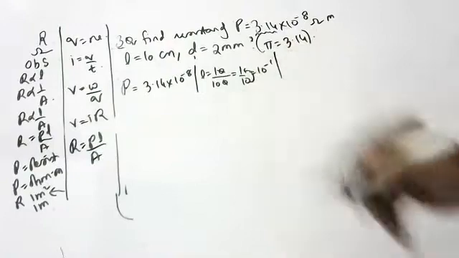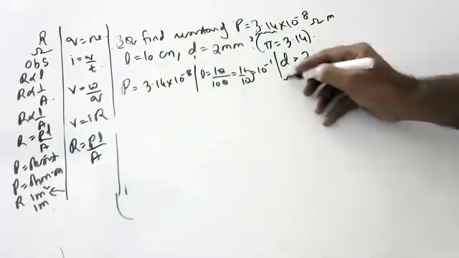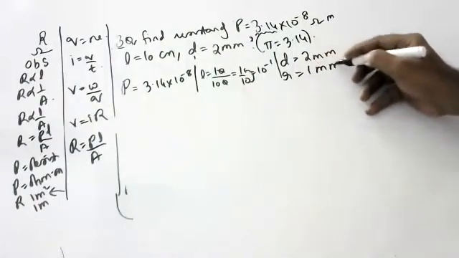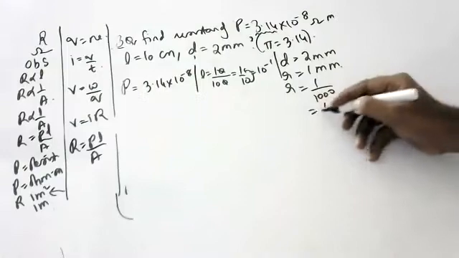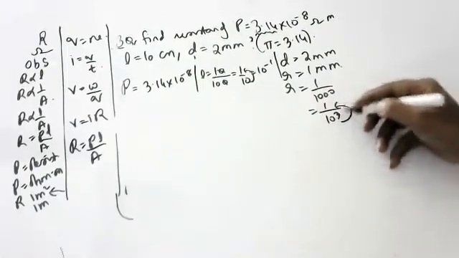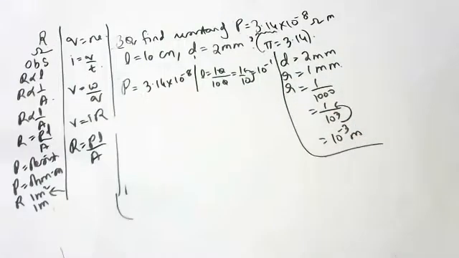Then comes up 10 to the power minus 1. Diameter is 2 mm. What is radius? 1 mm. So 1 by 1000, 10 to the power of minus 3. Now you do, children. Now you do and tell me the answer. Anyone? I'll see who will tell first.